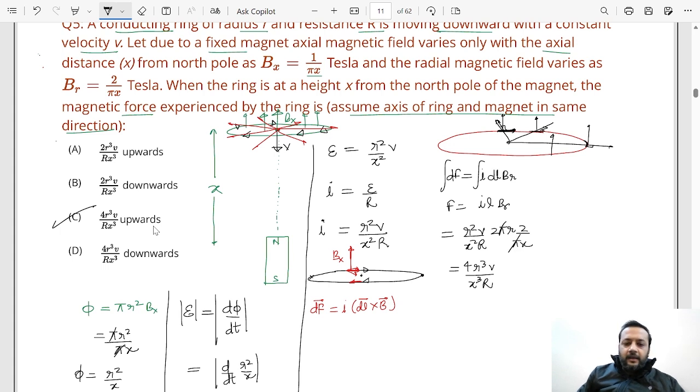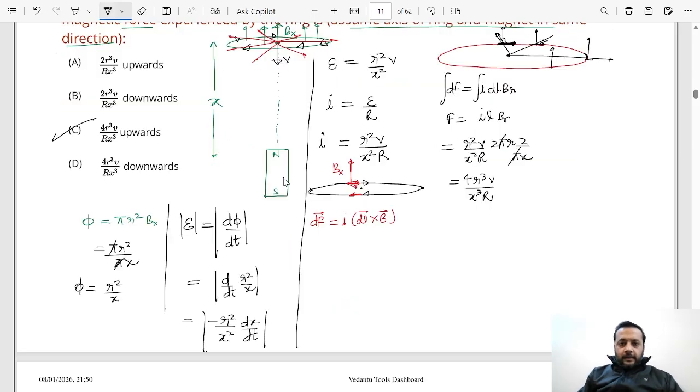It's a very good question, and of course, this would have given you chills in the exam, but it's a very good question, right? I hope you would have understood. Let us see the next question.